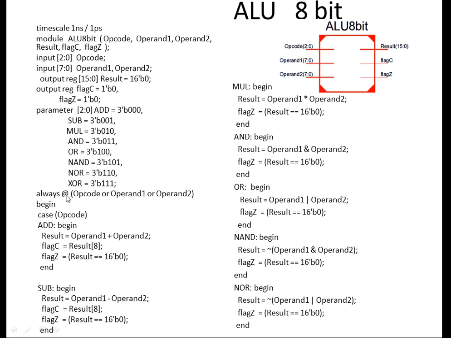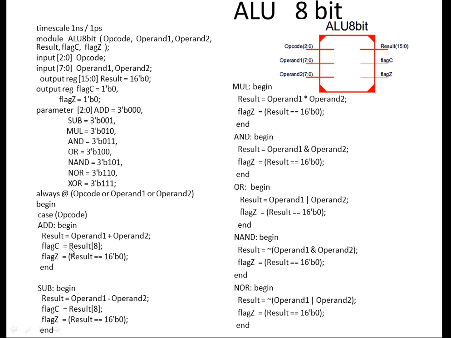Okay, so here the logic starts: always @ (opcode or operand 1 or 2) begin, case opcode. This depends on the operation. Suppose the opcode is add, which is actually 000, we have assigned 000 to add. So for add begin, what we should do is add operand 1 and operand 2 and store the result. So result will be having this.